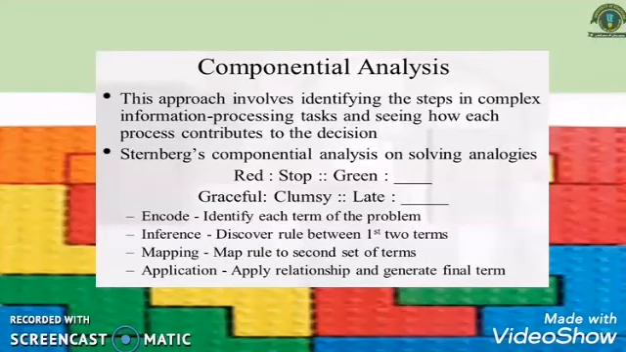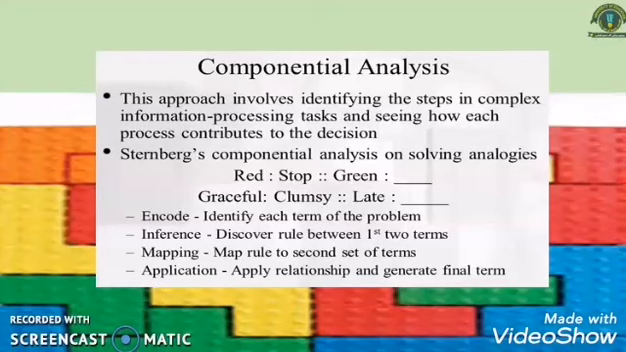On your screen, it is given that this approach involves identifying the steps in a complex information processing task and seeing how each process contributes to the decision. Sternberg's componential analysis on solving analogies: red, stop, green. Red means stop. What does green mean? I think all of you know this one. Green means go.